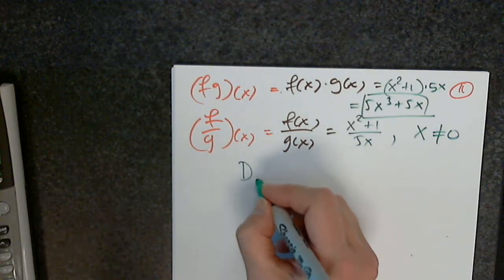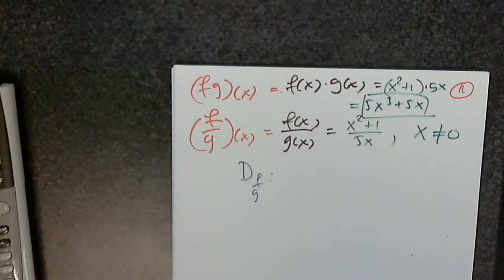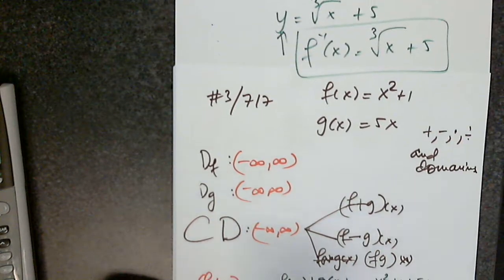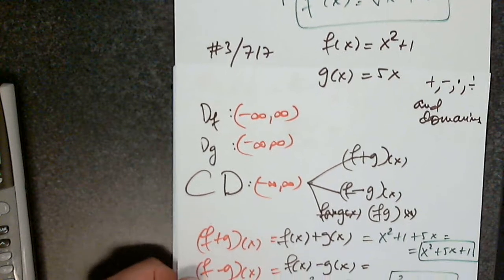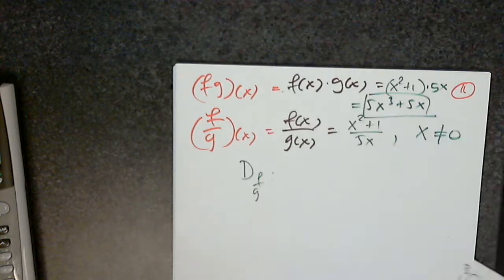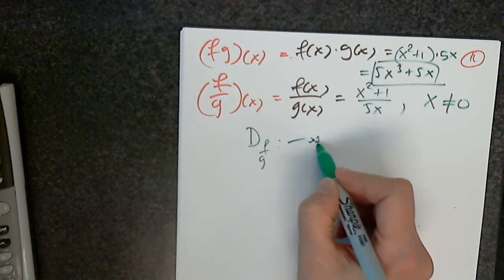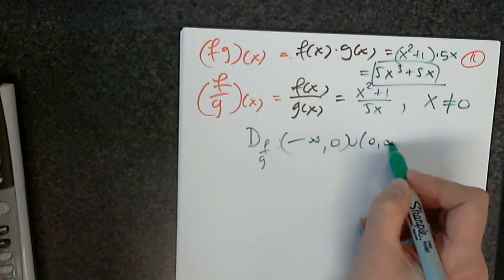Good. What is the domain then of the ratio? From the common domain, which happens in this case to be everything, I must remove what value of x? Good. So then I am ready to write a domain of this function. Excellent.